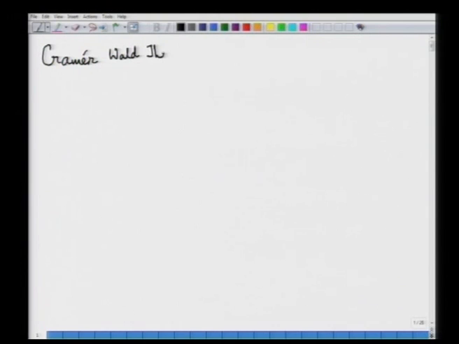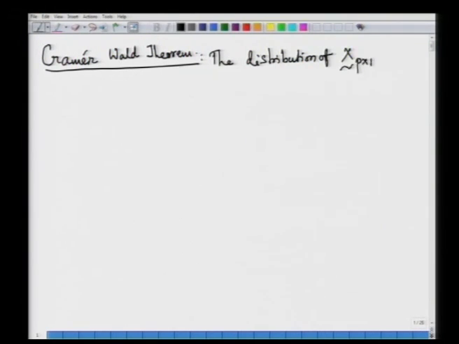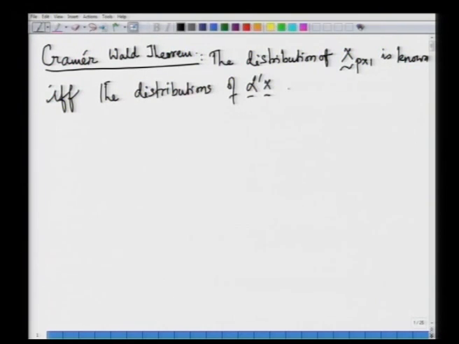Note that this is a theorem which does not make any reference to any particular distribution, but it very generally states that the distribution of the random vector, this is our p dimensional random vector x, is known if and only if the distributions of alpha prime x is known for all alpha. Alpha has to belong to the p dimensional space.